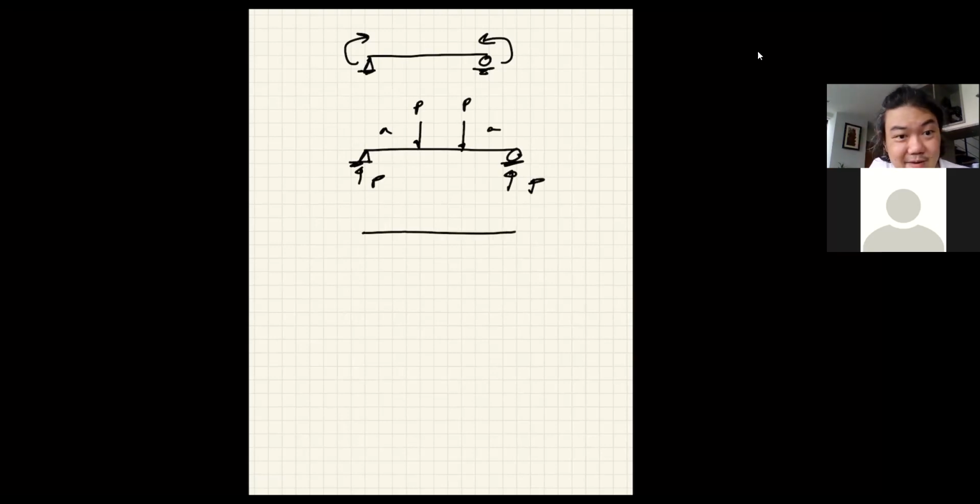What would be your shear force diagram? P and P, and then P and P. Is this our shear force diagram, folks? Yeah. What's that? Zero shear. What's your bending moment diagram?